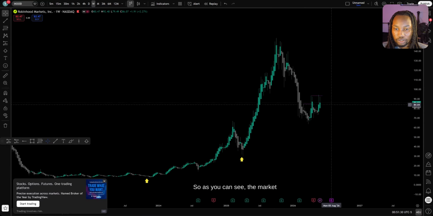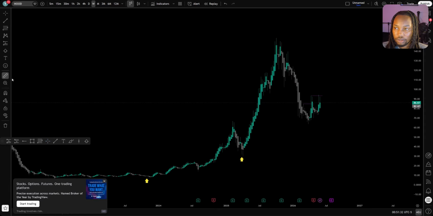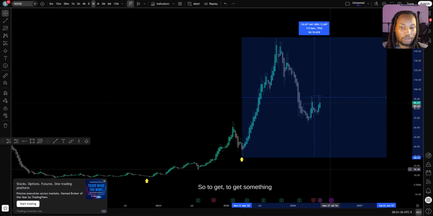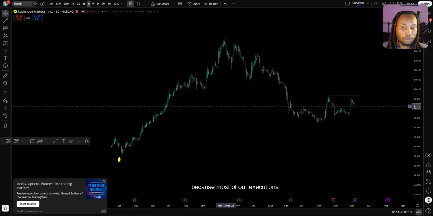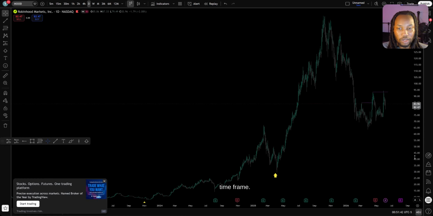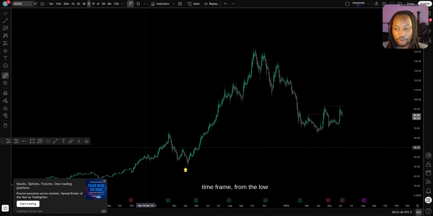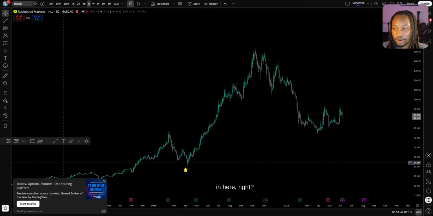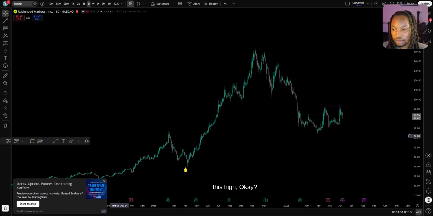As you can see, the market is ranging on the weekly time frame from the low to the high. To get something clear and better understand this market, we now want to go to the daily time frame, because most of our executions are going to be on the daily. From the low to the high on the daily, you can see the market ranging in here.